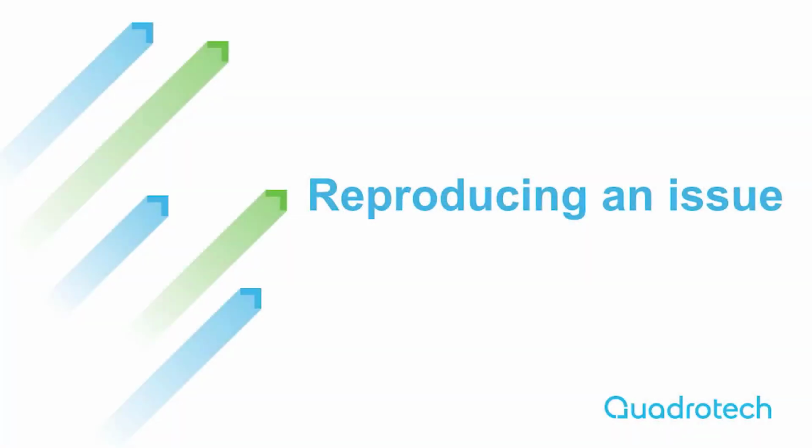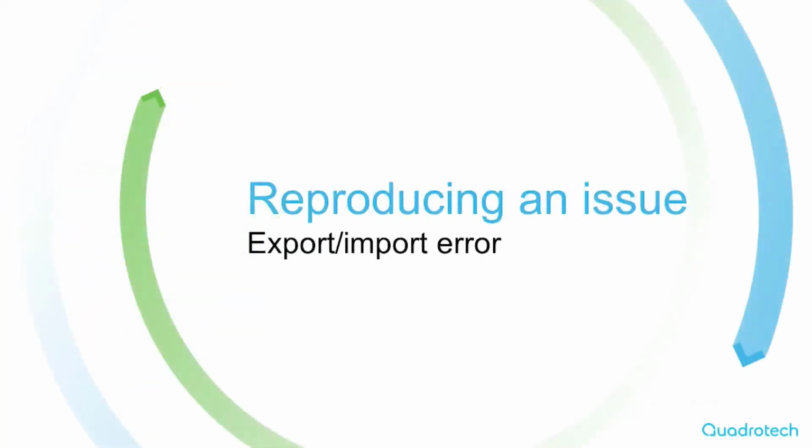One of the things that is important for some issues in a migration is the ability to reproduce an issue. In this module, we'll see why this can be important. Reproducing an issue is useful in a couple of situations. The first is when investigating an export or import error.